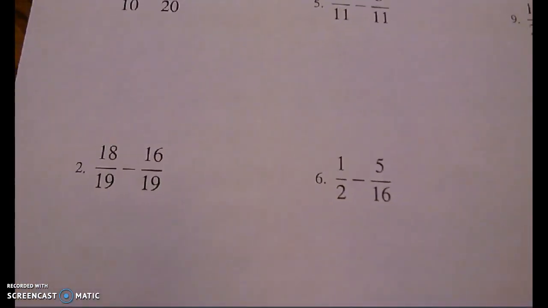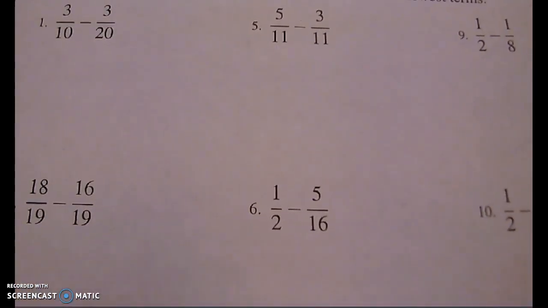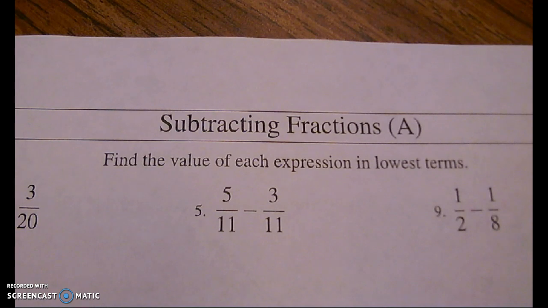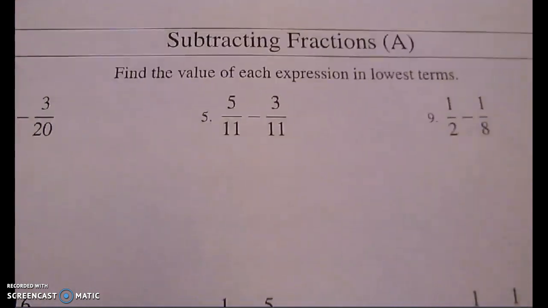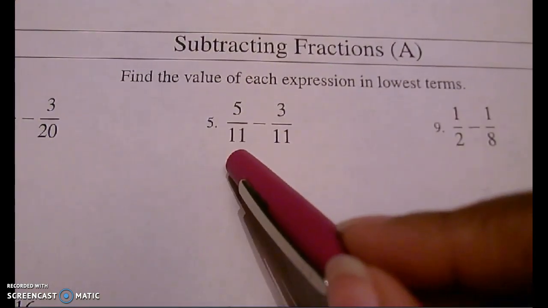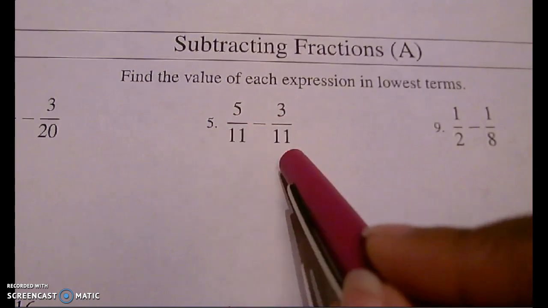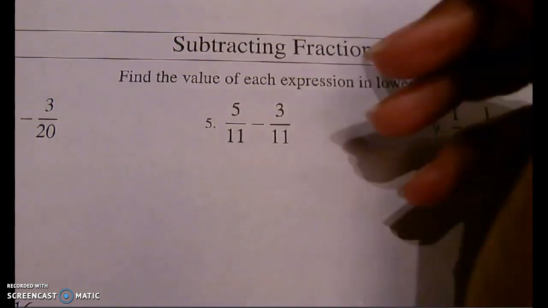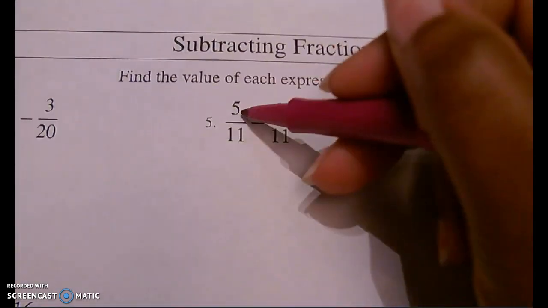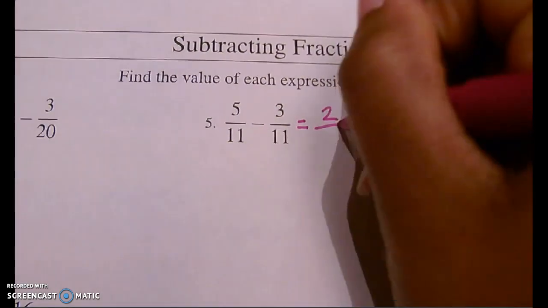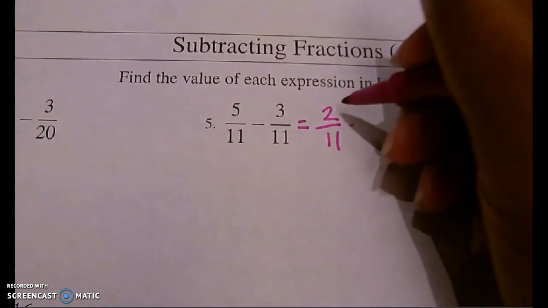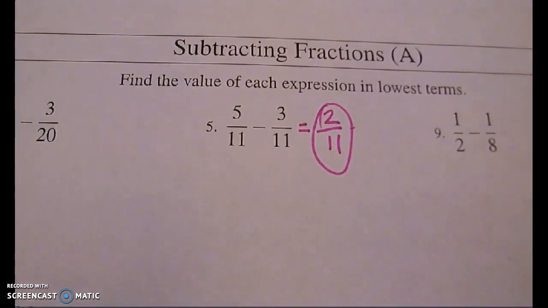I'm going to do 2 problems with subtracting fractions. The first problem that I am going to do on the subtracting fractions side is going to be problem 5. Okay? So problem 5, I'm going to use my step 1, check to see whether the denominators are the same. They are the same, so that means I can go ahead and subtract my numerators. That means that 5 minus 3 is going to give me 2 over 11. This can't be simplified any further, so this is the final answer. Okay? And I'm going to make sure that I circle my final answer.